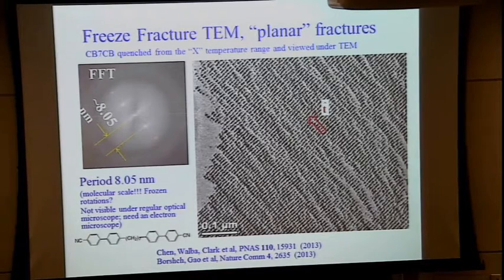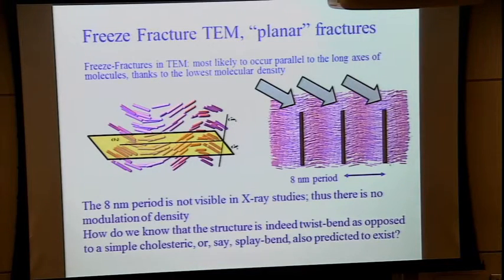This is a typical transmission electron microscopy texture of this twist-bend nematic phase. It shows you the series of stripes with a period of only 8 nanometers. And this period doesn't match the lengths of the molecules, the widths of the molecules. It's just something very strange and very small. So one of the explanations of these lines is that you have the twist-bend structure, and in the, who knows how the imaging in transmission electron microscopy works?